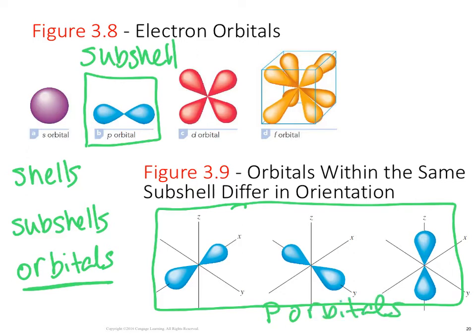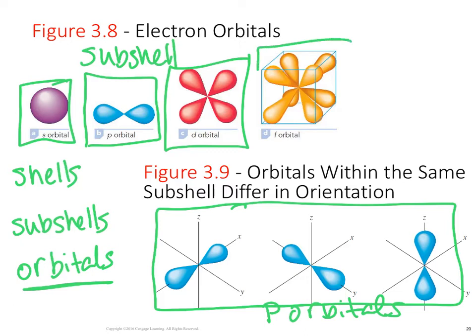So subshell and orbital can be a little bit confusing sometimes because p subshell, p orbitals, the naming's a little close, right? So there's an s subshell, and inside that s subshell is one s orbital. P subshell has 3 p orbitals. The d subshell has 5 d orbitals, and then your f subshell has 7 f orbitals. So that's how we can relate subshells to orbitals. Shells are the even bigger range yet.